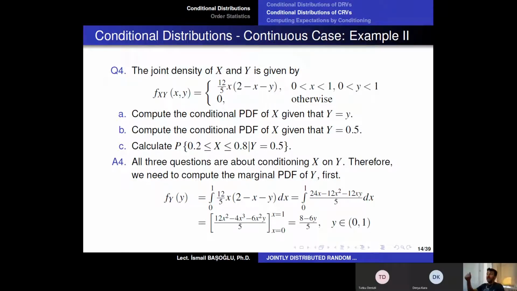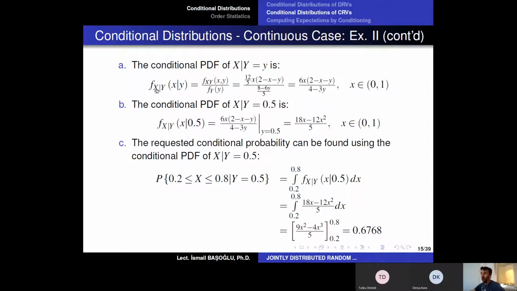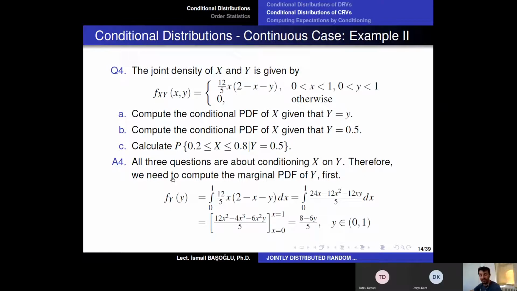So step by step, it asks me to compute the conditional PDF of x for an arbitrary observation of y, lowercase y, any value of it. It does not need to give me a specific observation. So let's compute it. In order to compute the conditional PDF of x given y, we need to divide the joint PDF of x and y by the marginal PDF of the conditioned random variable, which is y. First we need to compute the marginal PDF of y.